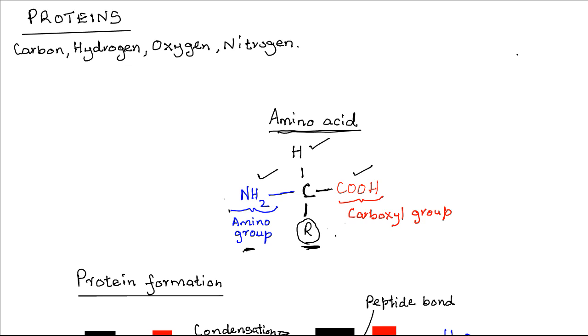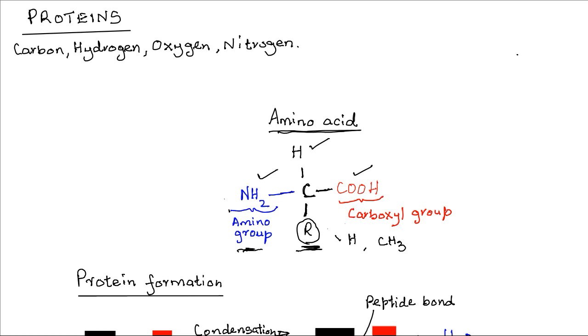So the R group may be as simple as a hydrogen atom, or it could be slightly more complex, like a methyl group, or even a very large and complicated molecule that contains other elements such as sulfur and phosphorus. So it is the nature of the R group that varies from one amino acid to the next. Otherwise, they all have the amino group, the carboxyl group, and the hydrogen.